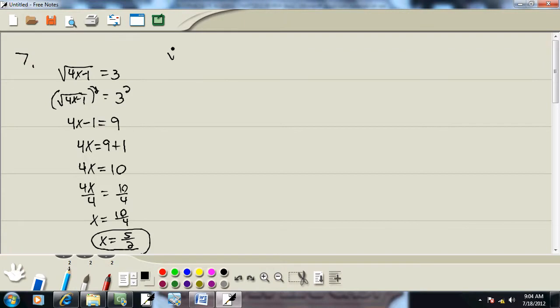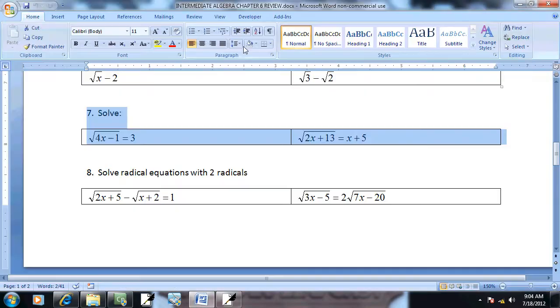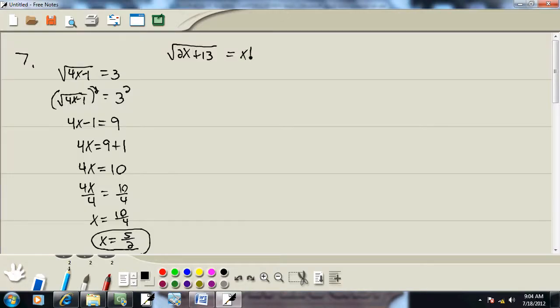And we have our second example. Square root of 2x plus 13 equals x plus 5. Well, get a radical by itself. This radical is by itself. There's no numbers in front of it, no numbers after it. Step 2, raise both sides to a power equal to the index. So we're going to square both sides.